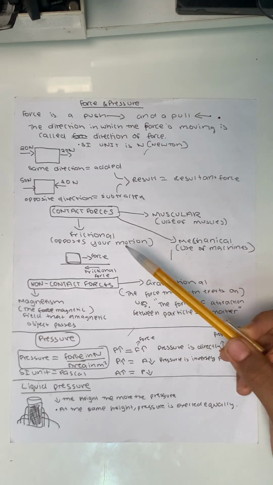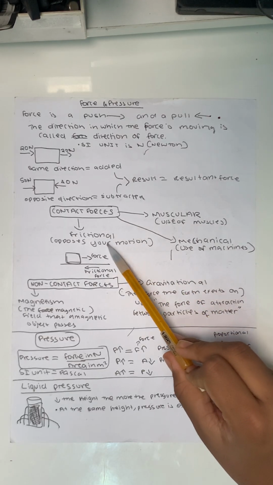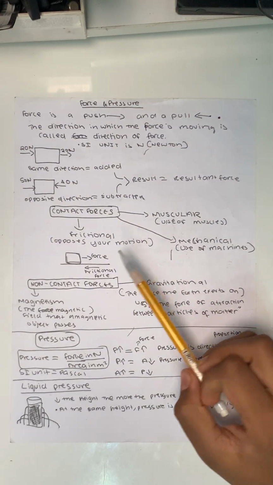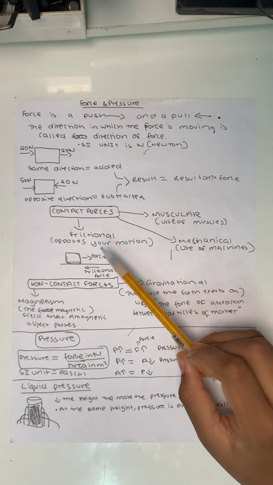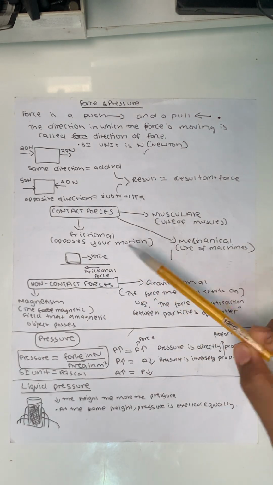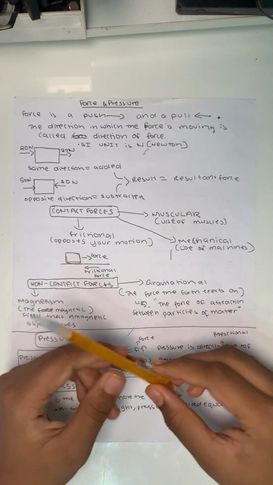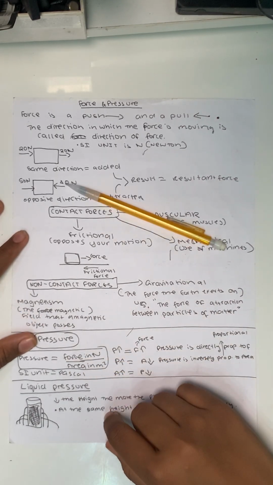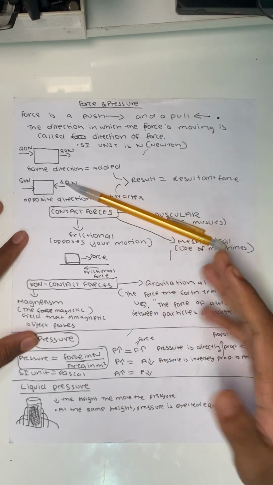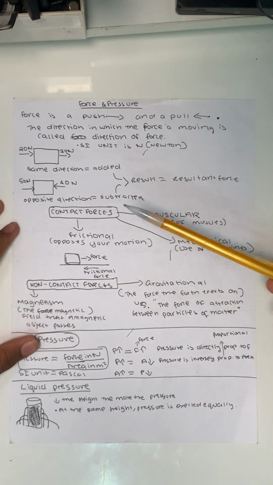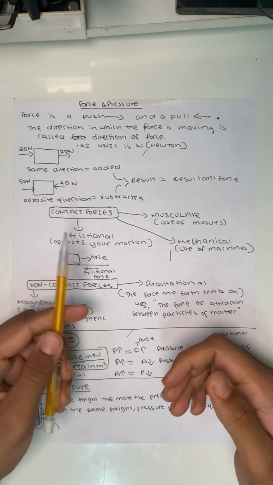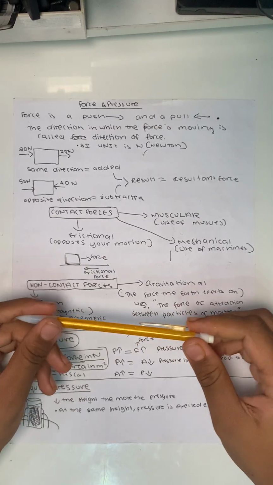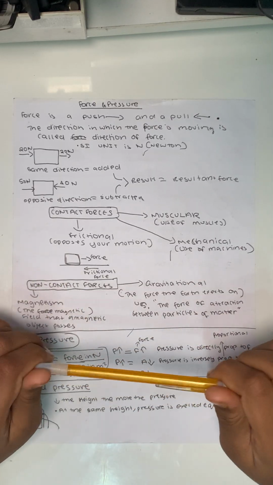The third type is called frictional force. This has another chapter in itself, but we'll give a little glimpse of it in this chapter. Frictional force is the force that opposes your motion. If I push this pencil like this, then the pencil stops. Why did it stop? Because there was a force acting opposite to the pencil that made it slow down in speed and made it stop.